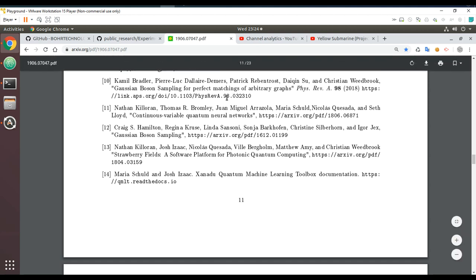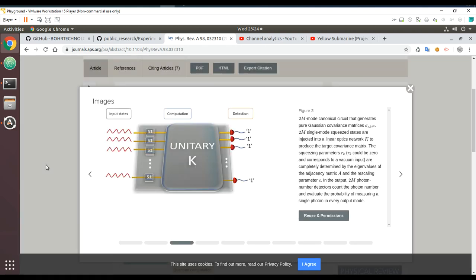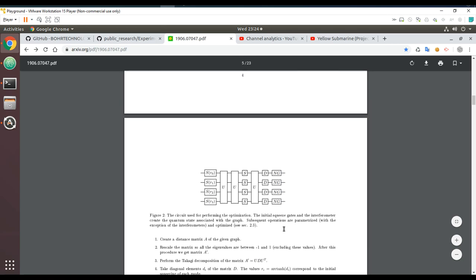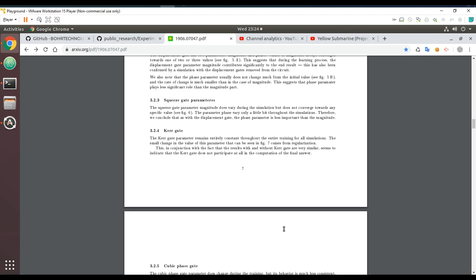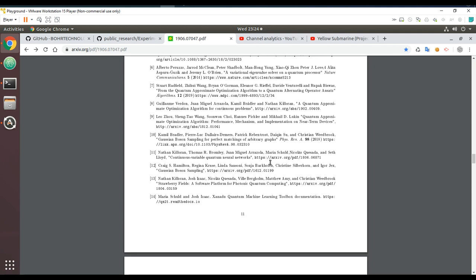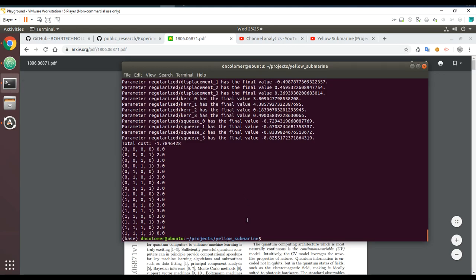10 and 11, quantum neural networks. Oh yeah, I think these were the two papers that I was talking about. Yeah, that's the one with the fancy images. That's the one with the fancy images, and then 11, continuous variable quantum neural networks. Okay, so this actually ran.